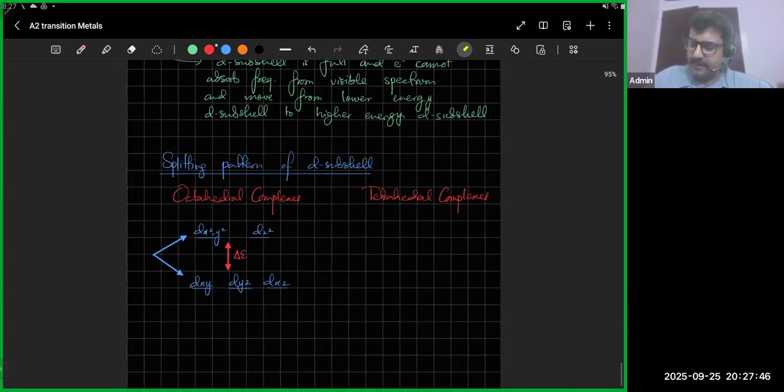So you've got to remember this difference, that the splitting pattern would be exactly the opposite: it would be harder to keep electrons between the axes, and it would be easier to keep electrons on the axis. Okay, is this thing clear? Is this clear or not? Yes.